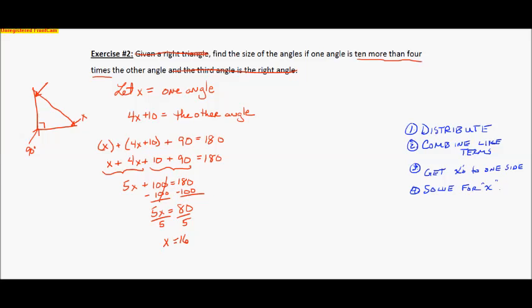Alright, and so again, don't stop there. Make sure you go up here and answer the question. So this is 16 degrees. That's what I just got for x. And what would 4x plus 10 be if I plug a 16 in for that? Let's see, 4 times 16 is 64, and I add 10, and I get 74 degrees. So there, I answered the question.